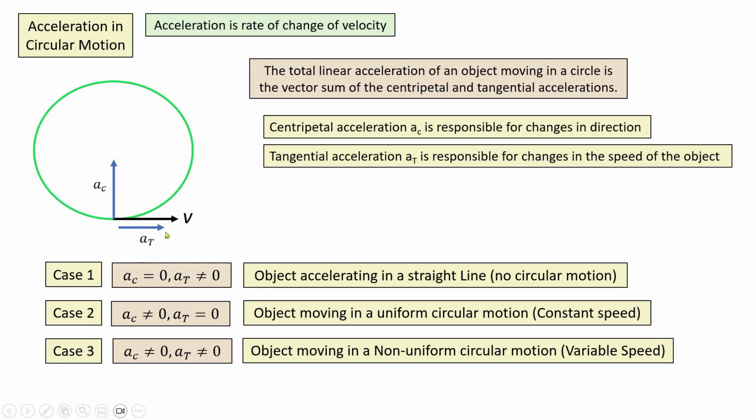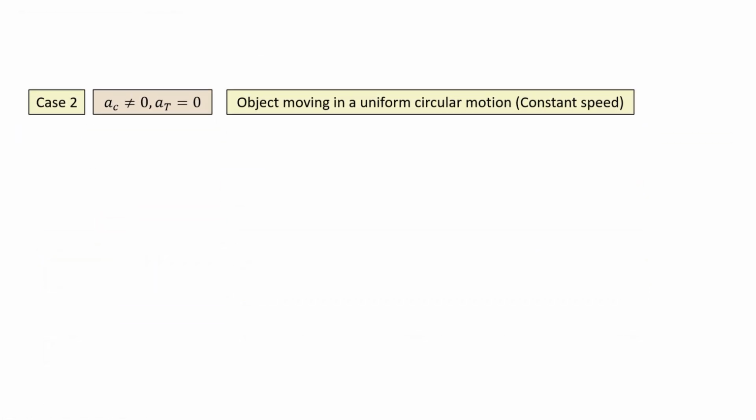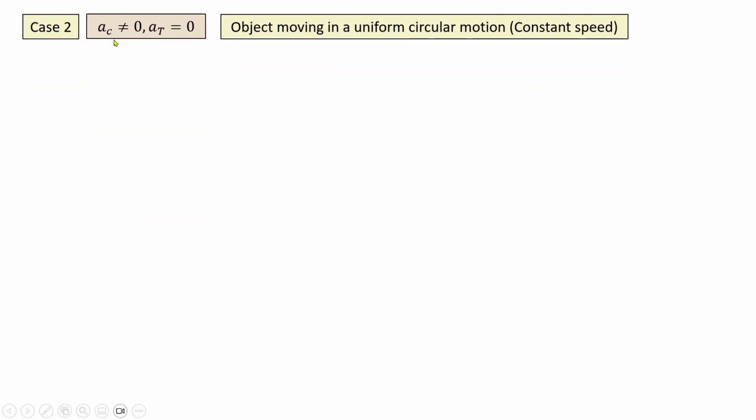If AT is positive, then the linear speed will keep increasing, so it's accelerating. If AT is negative, then the value of v will keep decreasing as it is moving around the circle. Now let's take an example of case 2, where the value of AC is non-zero and tangential acceleration is 0.